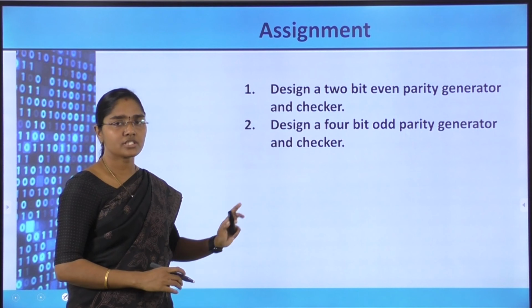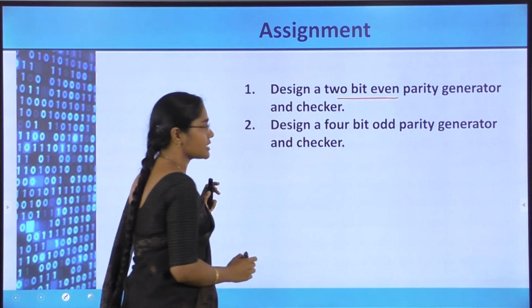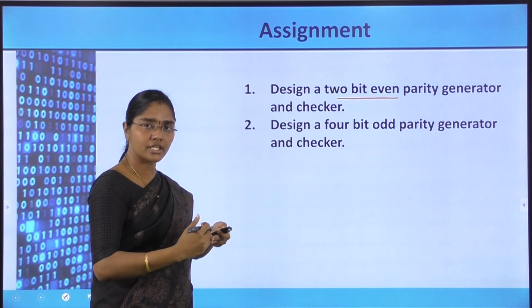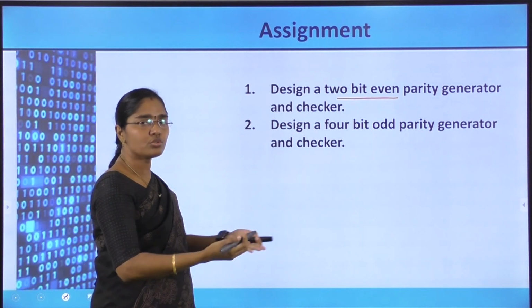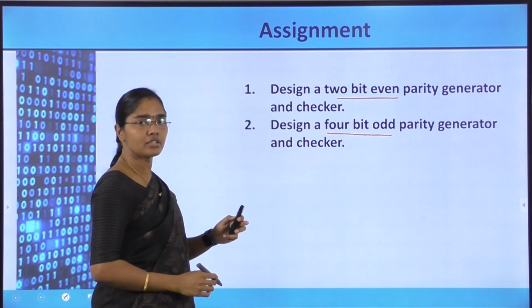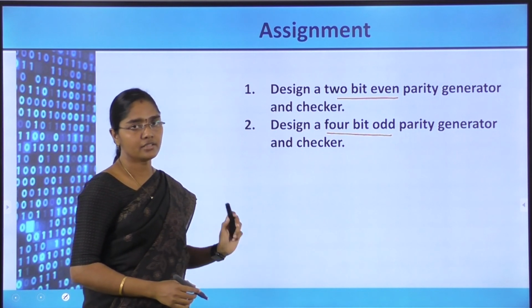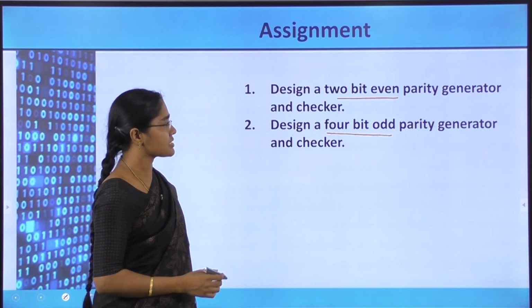Let's take these two questions as assignment. Design a 2-bit even parity generator and checker, because we have taken the 3-bit. So you do it with 2-bit and 4-bit also: a 4-bit odd parity generator and checker, and a 2-bit even parity generator and checker. Take these two as assignment questions.